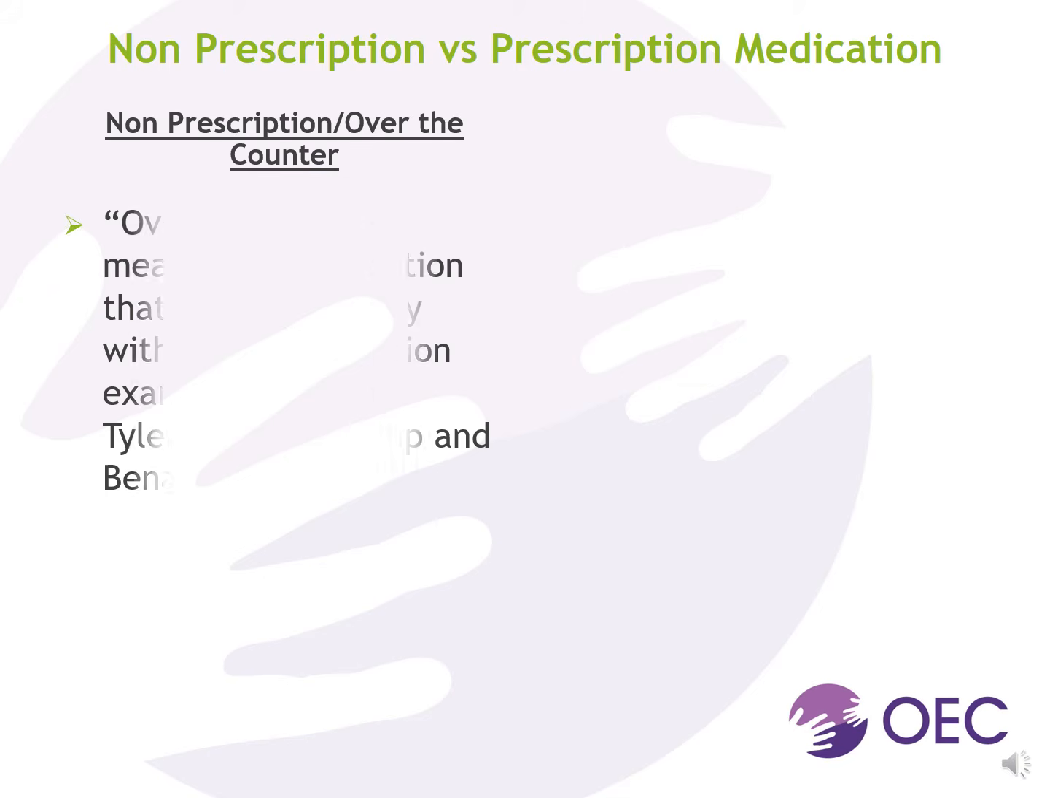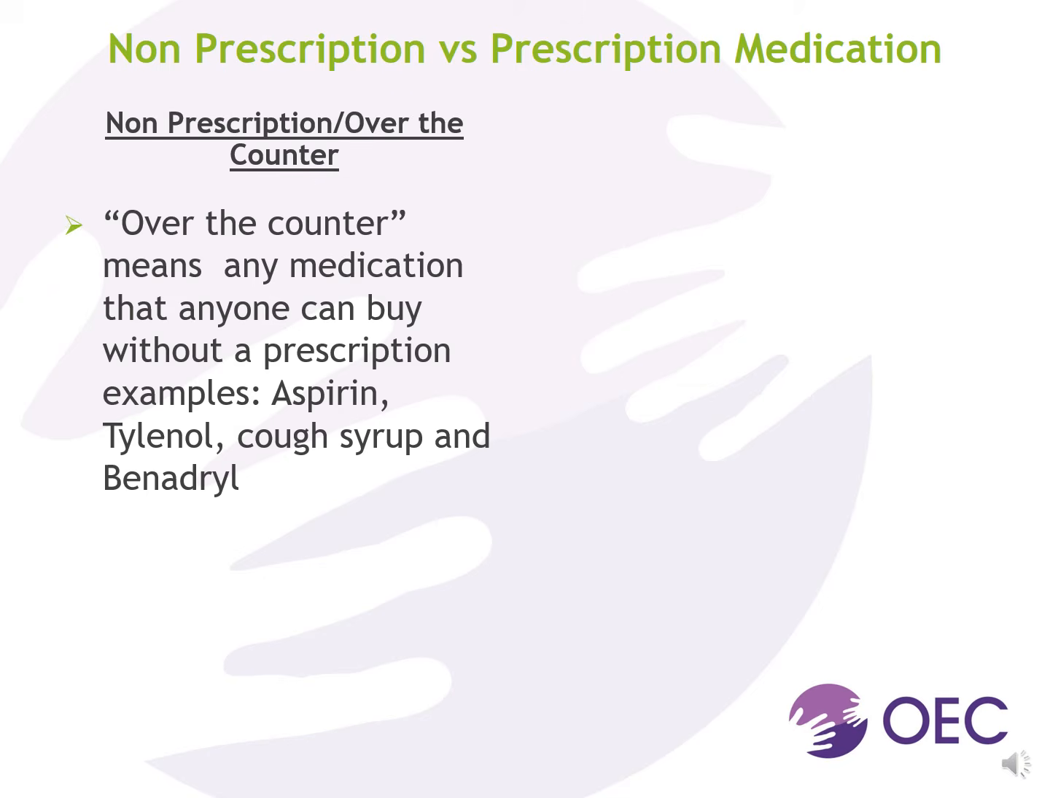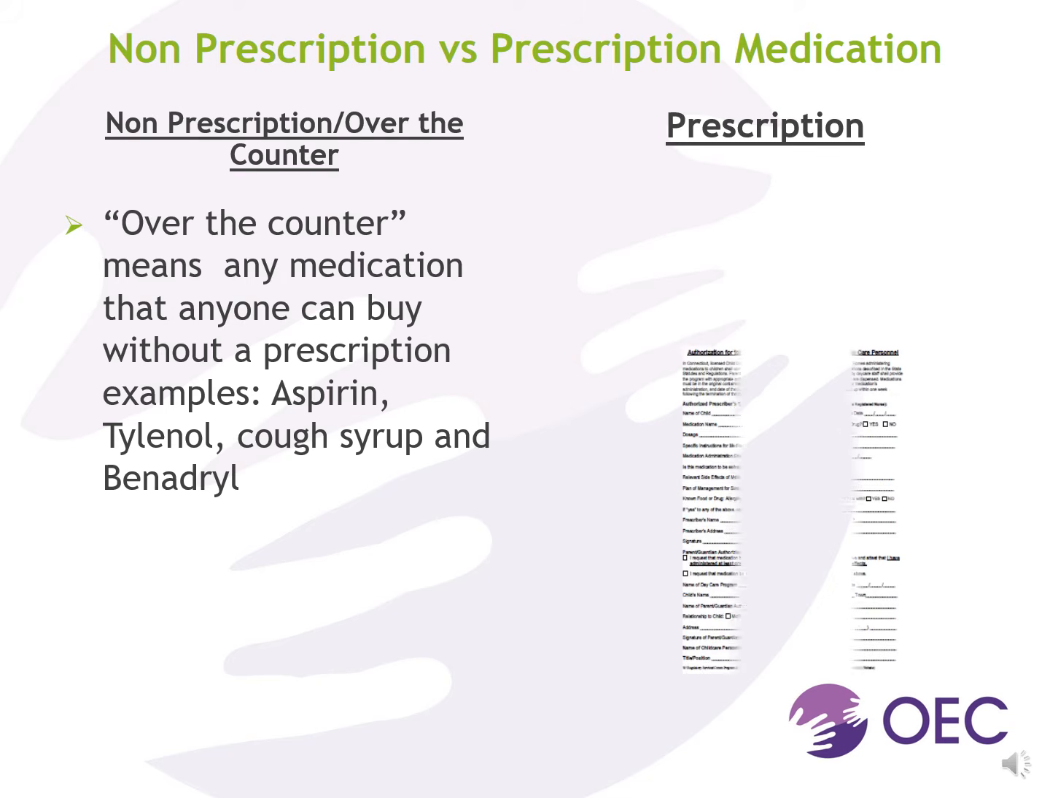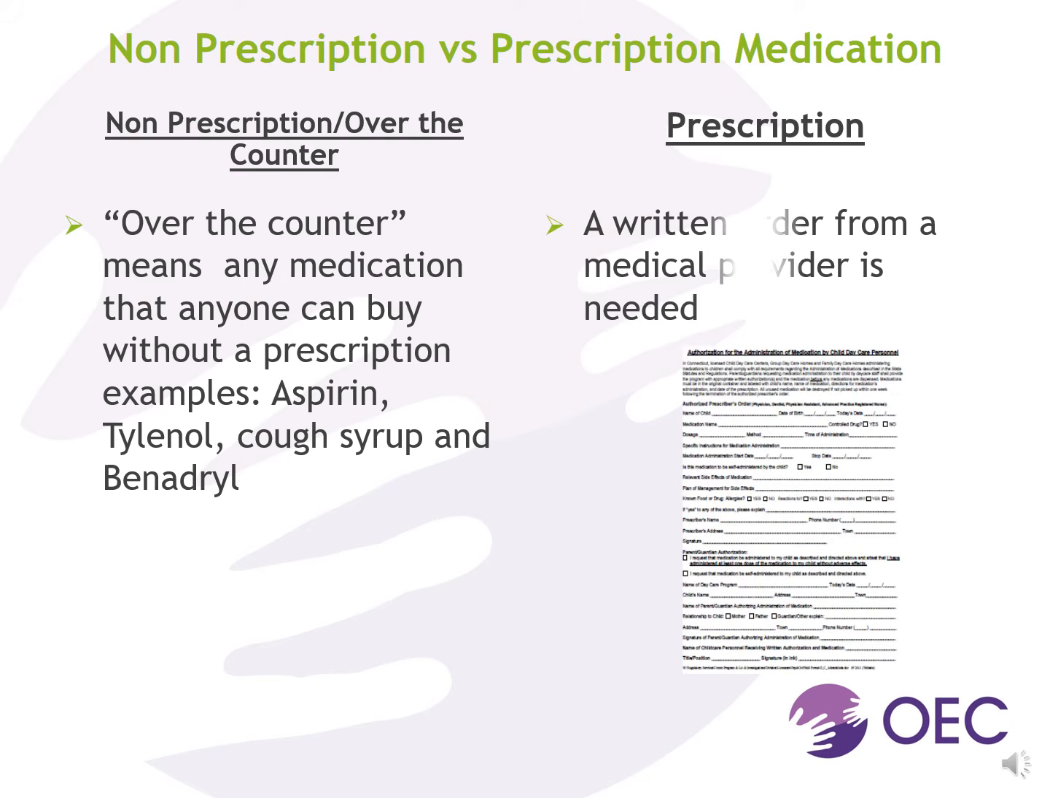In addition to distinguishing medication by the route they are administered, medications fall into two categories. First, there are those that are non-prescription, or more commonly referred to as over-the-counter medications. These medications can be bought without a prescription. Examples of non-prescription medications include Tylenol, aspirin, cough syrup, and Benadryl. The second category of medications are those that are prescribed by a medical provider. A person cannot go into a store and buy these medications without a prescription. Examples of prescription medications include Ritalin, Concerta, and asthma medication.